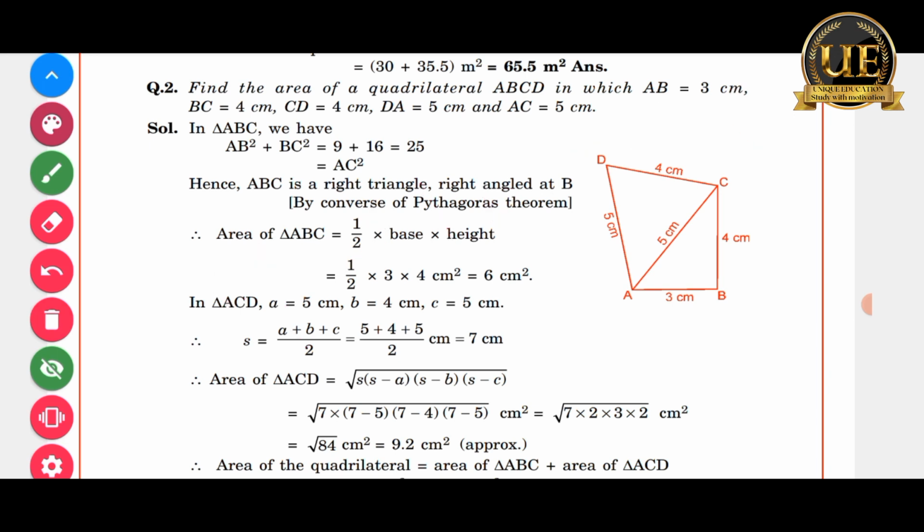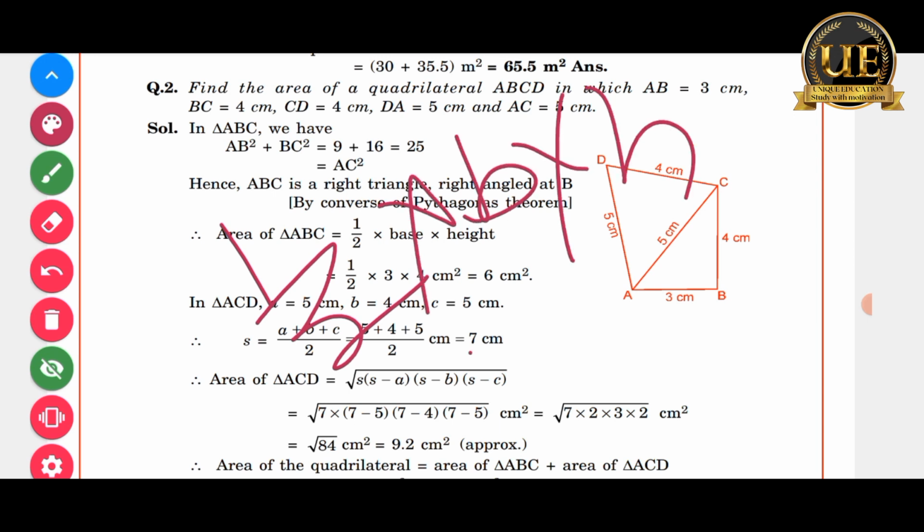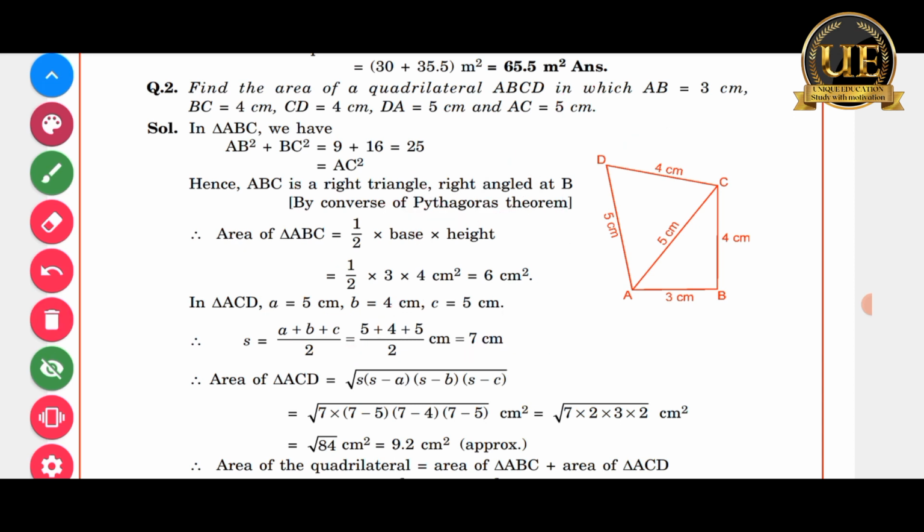Then area of ABC is equal to half into base into height. That is half into 3 into 4 centimeter square, that is 6 centimeter square, in triangle ABC.